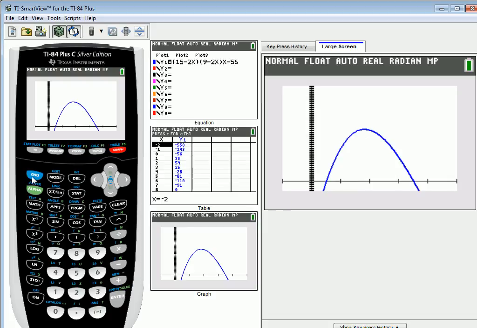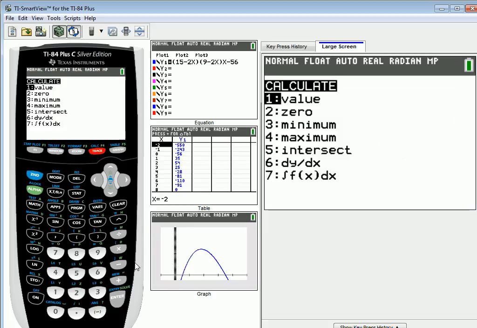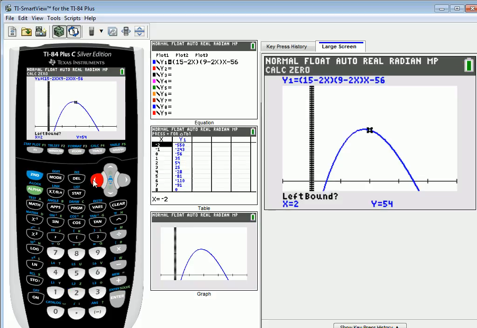Trace and. Nope. From the video last week. Second, trace. And then choice 2. Go to the left side. Enter. The right side. Enter. And enter for guess. My first 0 is 0.5. I'm just going to go ahead and tell you the second 0 is actually 3.5.